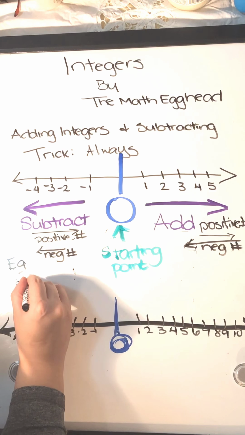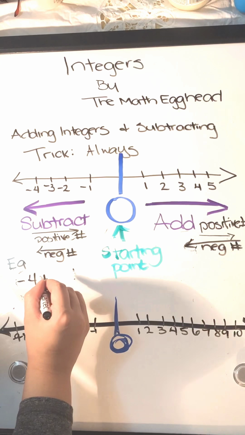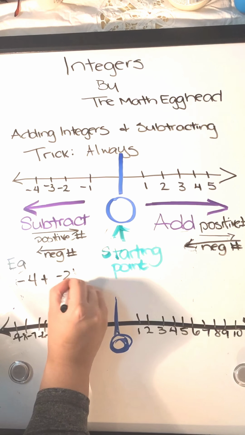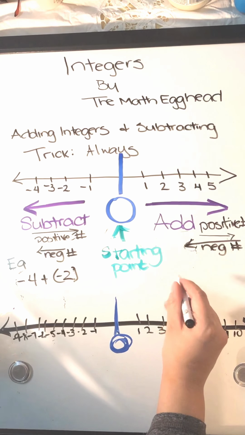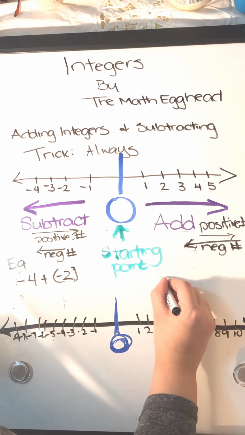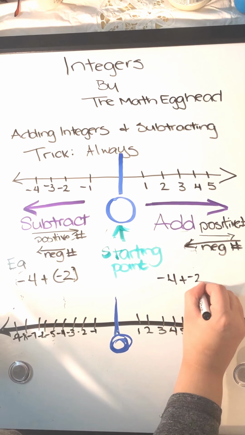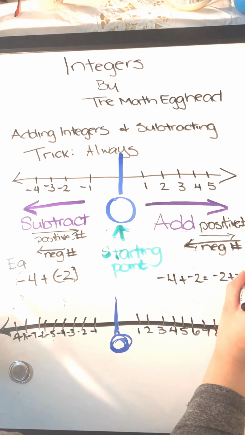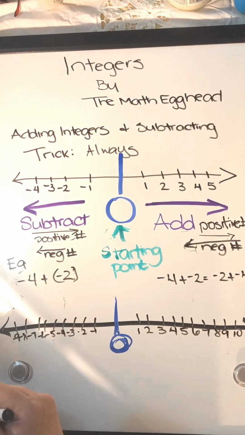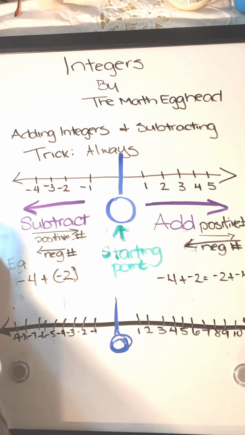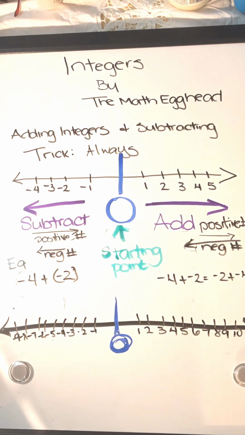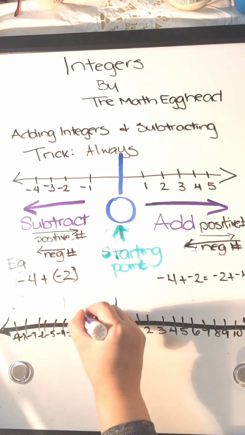Let's start off with something else. What about negative 4 plus negative 2? Remember the rule. We're adding two integers with the same sign, so we would add as normal. 4 plus 2 is 6, but it's a negative, so it's negative 6. If you decided to rewrite that, you just flip the numbers. Negative 2 plus negative 4 equals the same thing as negative 4 plus negative 2.